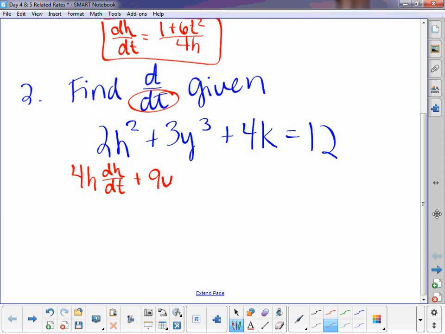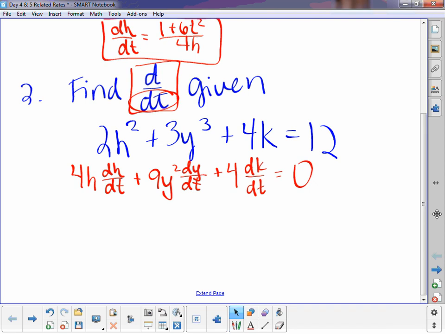plus 9y squared dy/dt plus 4 dk/dt. So again, this notation just simply means the derivative with respect to t. This is going to be similar to what we're doing with our related rates. Essentially we have more than one rate happening in a scenario, so we write an equation that relates the variables, and when we take the derivative, we do it implicitly, and we have multiple rates that show up within that derivative, and then we substitute information down from there.